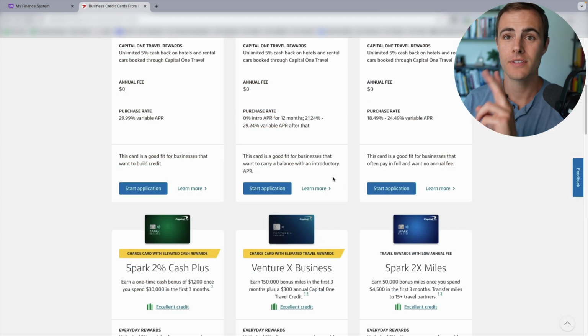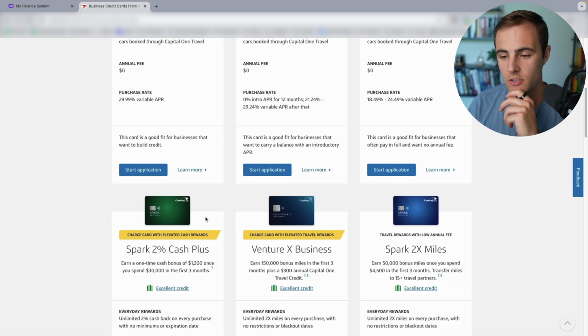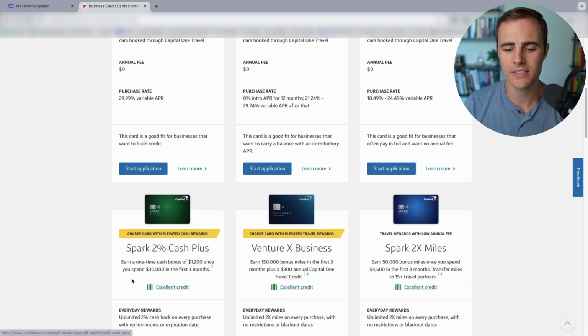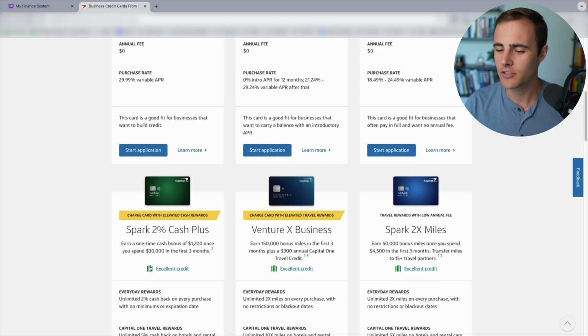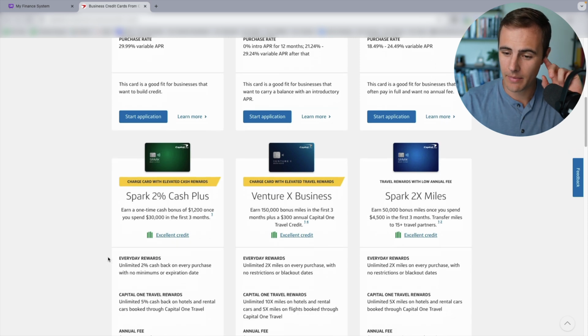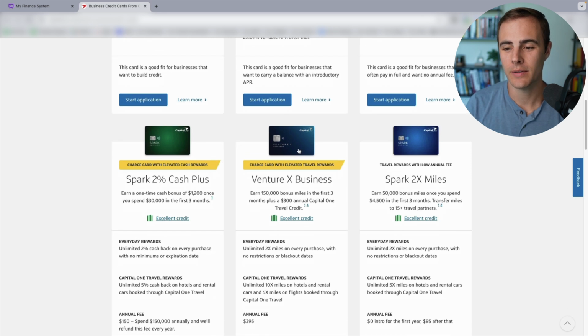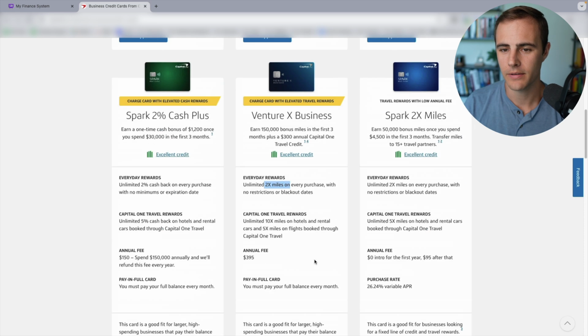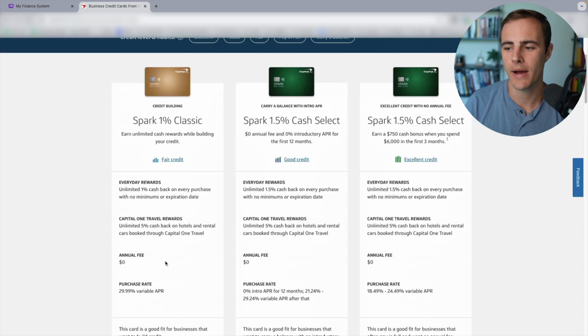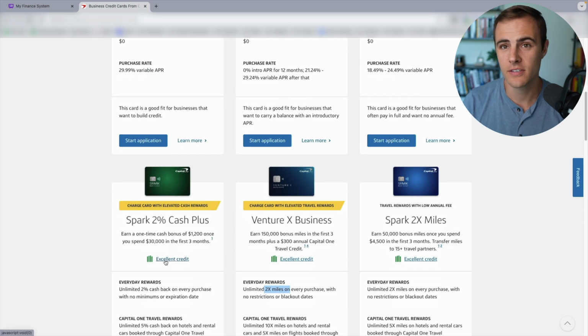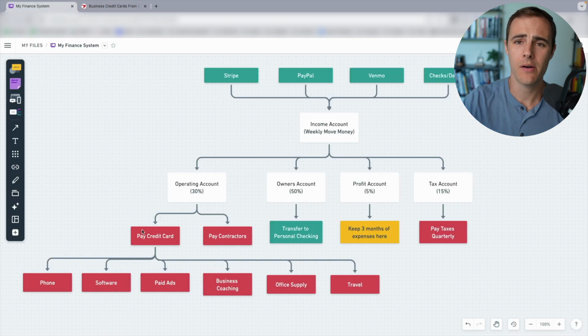Now, for the other card, I use a Spark 2% Cash Plus, and I use this because it gives me 2% cash back. Honestly, if I was to start all over again, I'm starting to get into the points game, so I would more than likely go with the Venture X. It still gives me 2% on everything, but I would get this card if I was to do it again. Essentially this gives me 2% back on all of my purchases. Okay, so I use that one and the American Express.